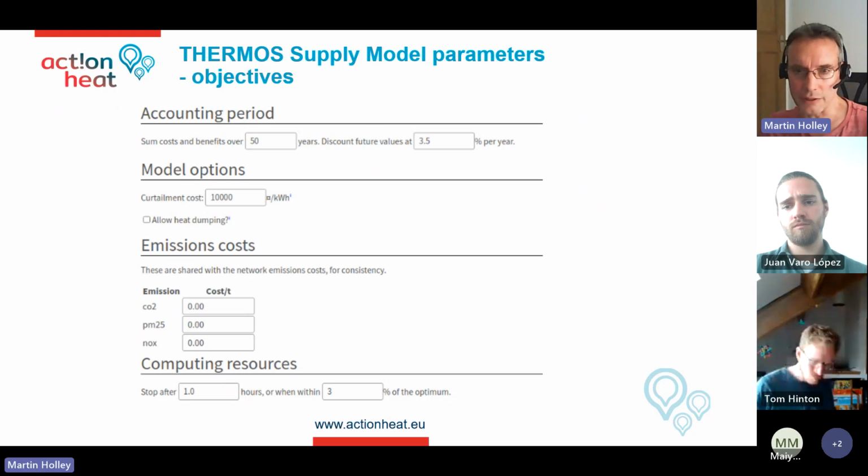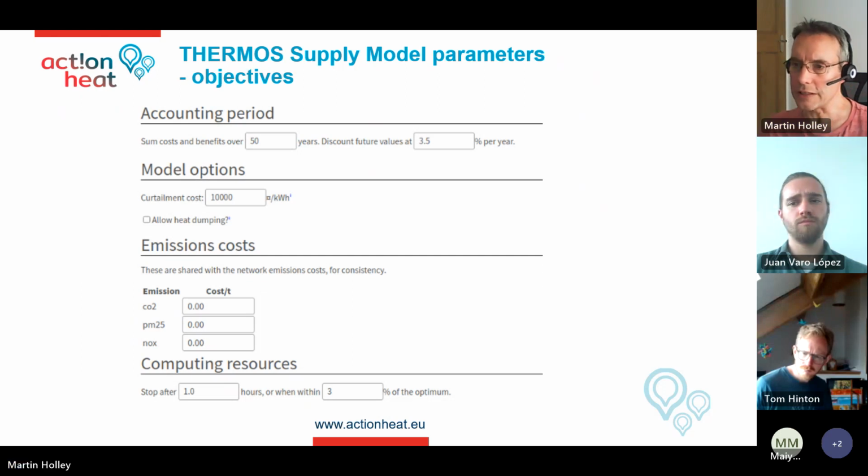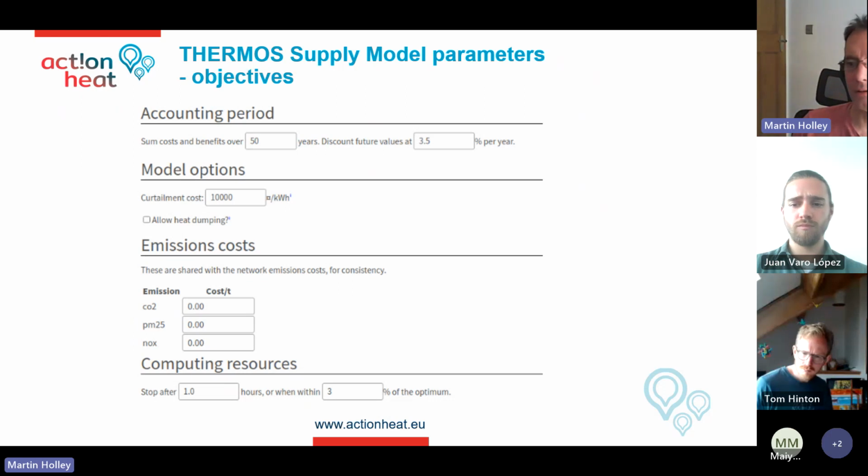And the other thing, just to mention at the bottom, this is a bit about computing resources. This is more relevant to network optimization because that's a lot more complex and can take a lot longer. But generally speaking, the supply model is fairly fast in the way it runs. It's not quite so complicated, and you should get fairly instantaneous results in most cases.